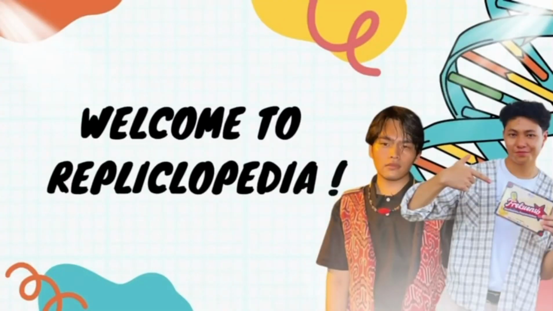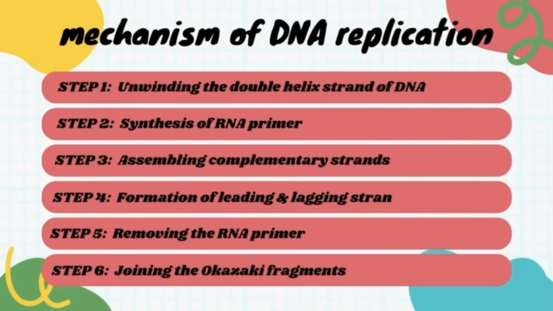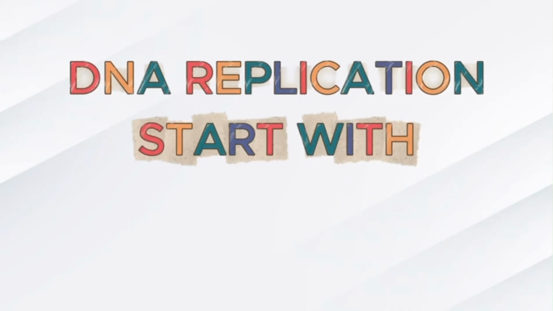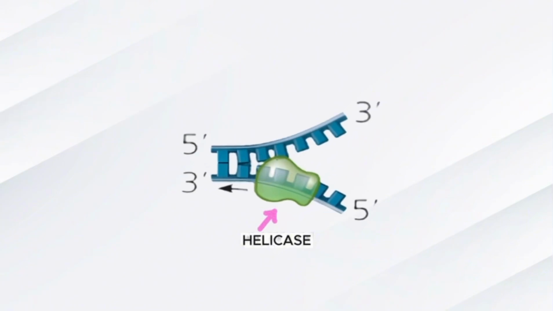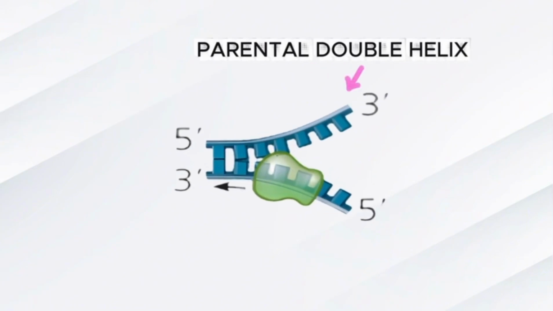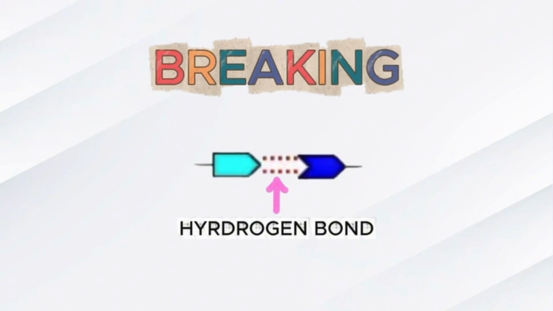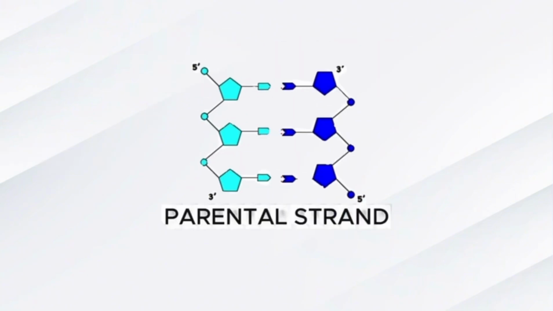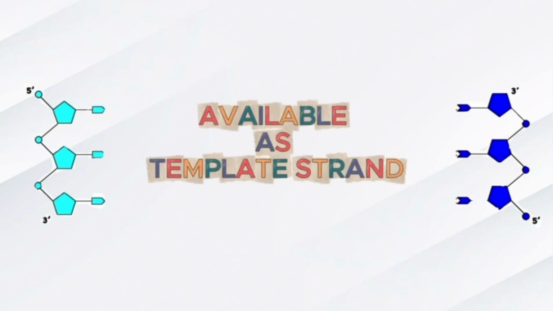Hello guys, welcome to the replication. DNA replication starts with the enzyme helicase. The enzyme helicase unwinds the parental double helix at replication forks. By breaking hydrogen bonds, the two parental strands can be separated, making them available as template strands.